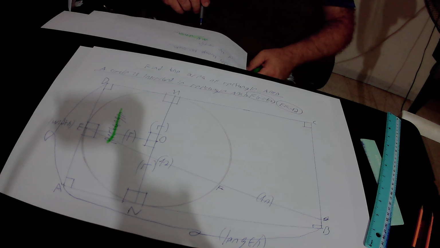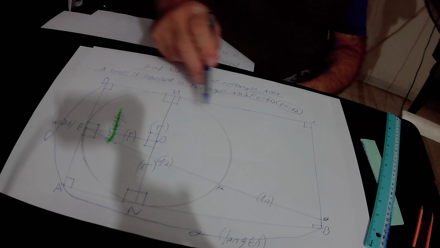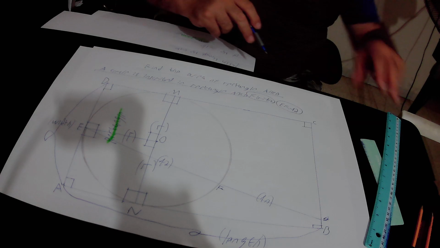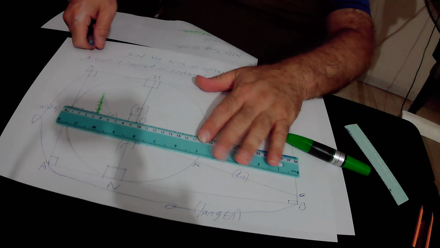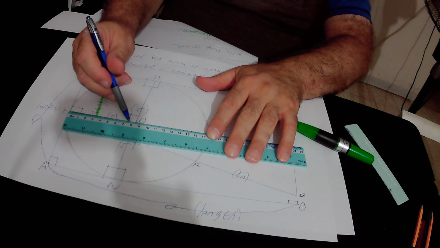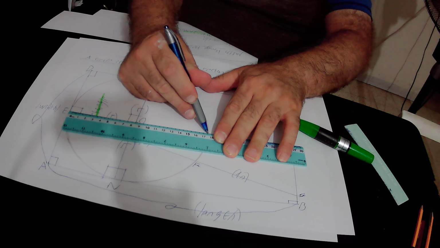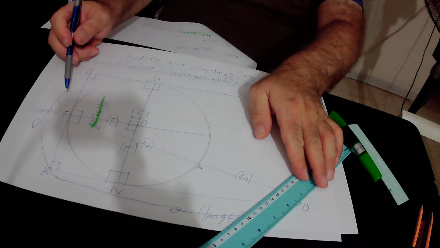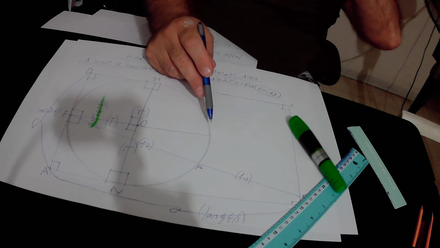So in the next step, we will extend the radius EO by a straight line until it touches the circle. And we will define the touching point of the extended radius EO with this circle. This point is point L.